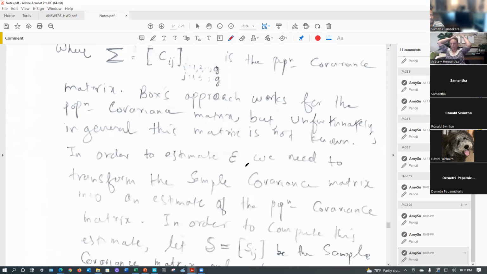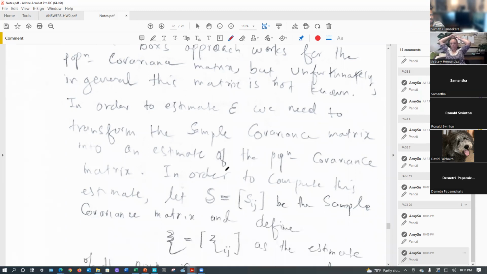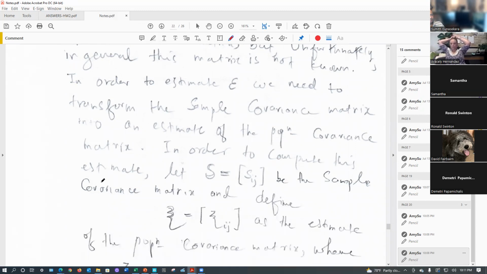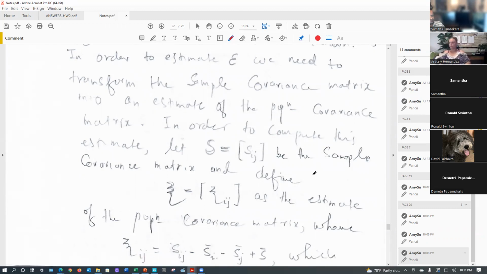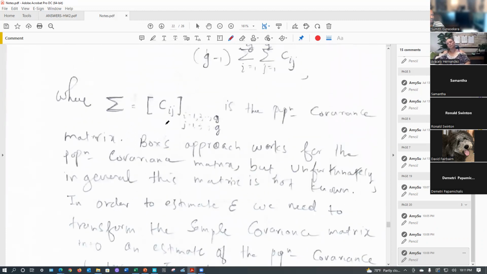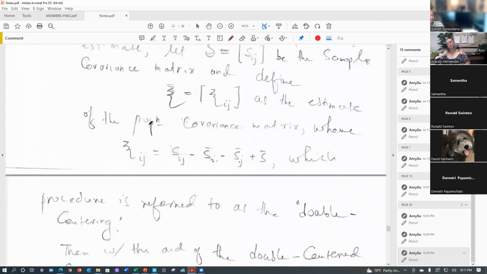In order to estimate epsilon, we need to transform the sample covariance matrix into an estimate of the population covariance matrix. But when you have a sample covariance matrix in your hand, it's not enough to get the estimate. The estimate of the population covariance is not the sample covariance. That's what I want to emphasize over here. S is not an estimate of sigma.